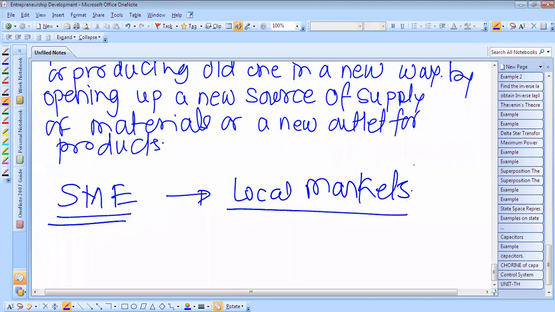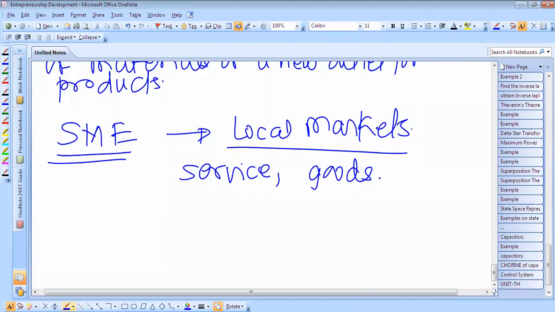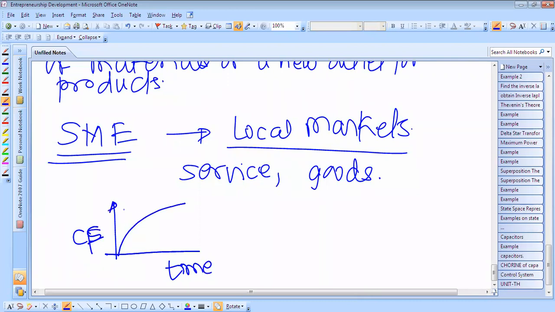Okay, and they offer service and service business. Sometimes they also offer services. They also offer goods in the local market, and their cash flow in that market will be like this. Cash flow, we can say, will increase with time like this. So with time their business will grow and there will be cash flow like this.